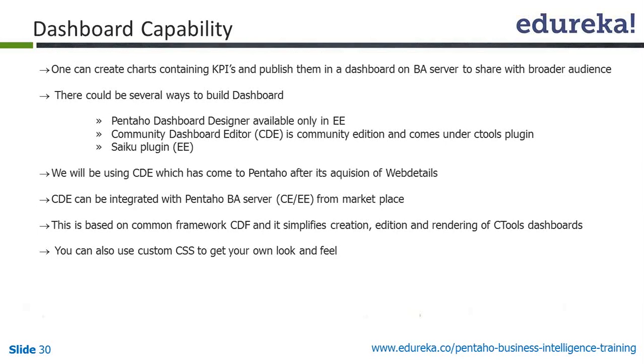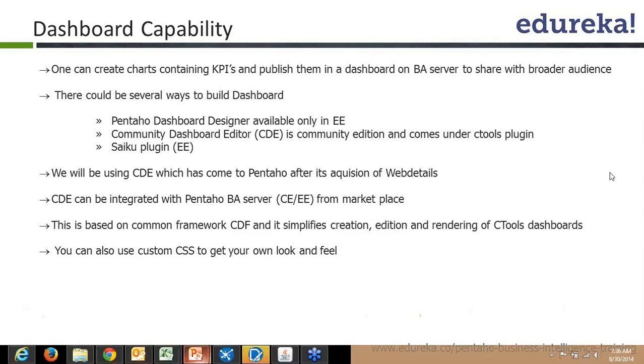So it's like dashboard capabilities. Pentaho has a dashboard, so we'll see what it is. One can create charts containing KPIs and publish them on your dashboard on the BA Server to share with a broader audience. You can have your KPIs, charts, graphs, and maps published in your BA Server to share with the business user.